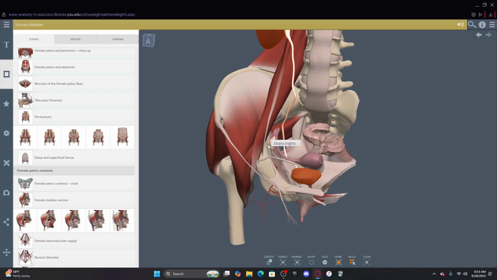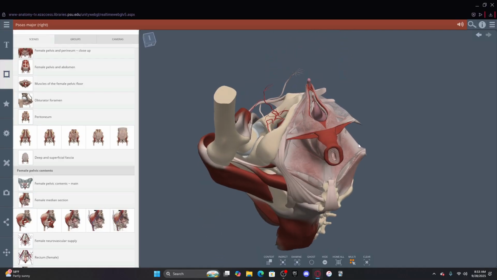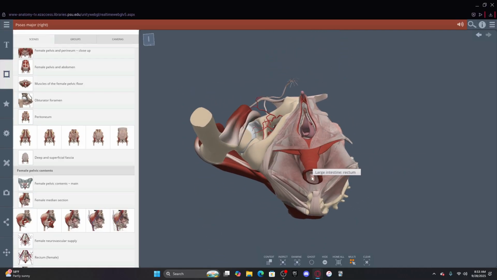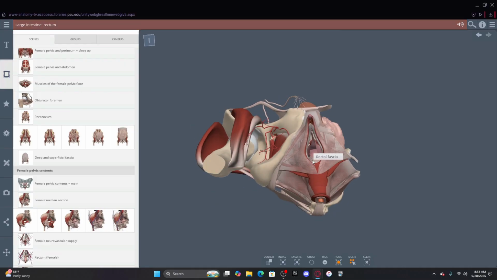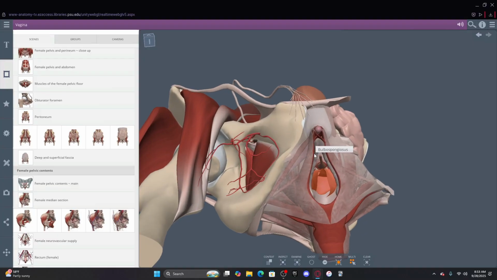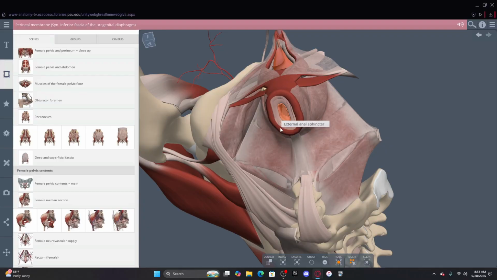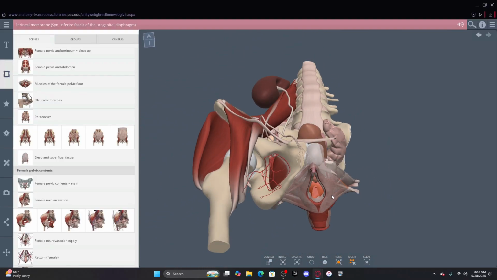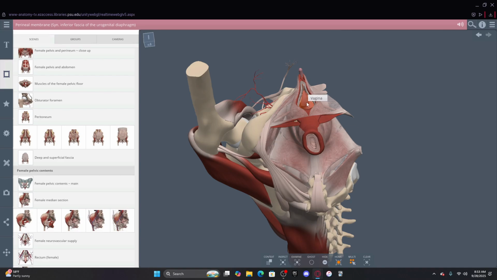Also, if I remove myself from examine and I go and look at the inferior end of the perineum, you can also see the anus or the rectum here, right? So this is the rectum. You can also see the vagina here, and then you can also see the urethra, right? So urethra, vagina, rectum, right? That is the ordering when you're looking at the inferior pelvic region.